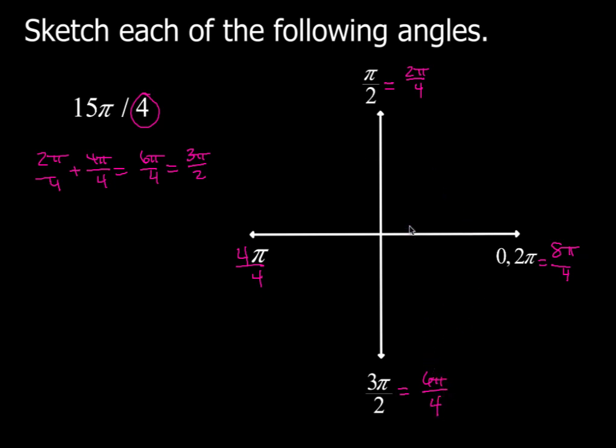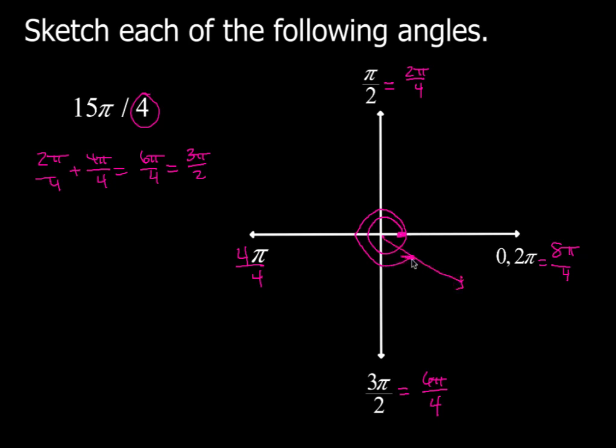So now I just count by 2 pi's over 4 until I get to 15. So here I go. I'm going to start right here at this spot, and then go 2 pi, 4 pi, 6 pi, 8 pi. Keep going. 10 pi, 12 pi, 14 pi. Now if I go another 2 pi, I went too far. So I'm going to go halfway in between, and then that will be where my terminal side ends up.